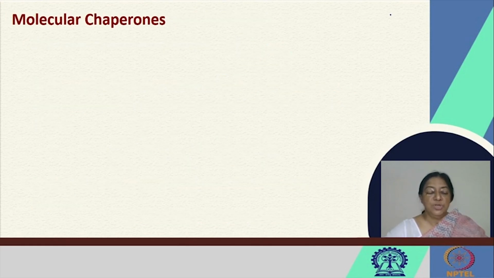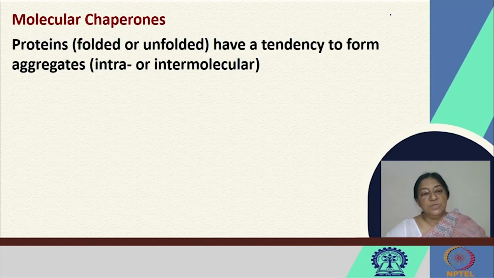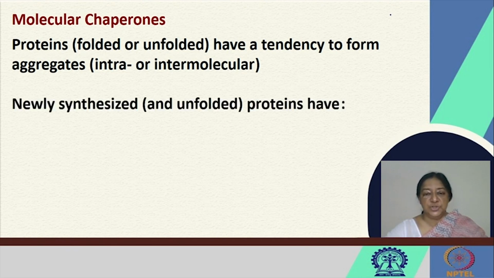What are molecular chaperones? Molecular chaperones are proteins themselves, but what happens in the formation of a protein during protein synthesis is that the folded or unfolded protein has a tendency to form aggregates. We can have disordered proteins, which we will see in the next lecture when we look at intrinsically disordered proteins, that could form aggregates. Now, these aggregates could be intra- or intermolecular in nature.